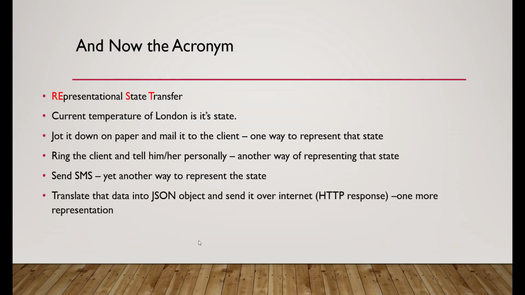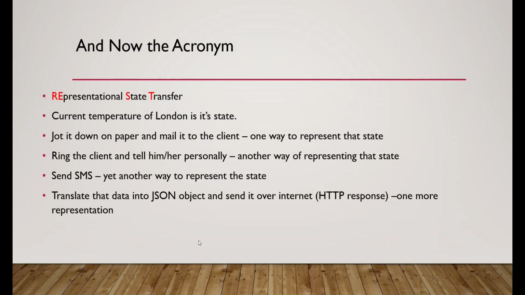If we note it down on the paper, this is one representation of the state. If we using our voice inform the client, that is another representation of the state. Our SMS is another representation, and our JSON object is another representation. So the idea is the state is not tied to how it is being represented to be transported to the client. Now comes the transfer part.